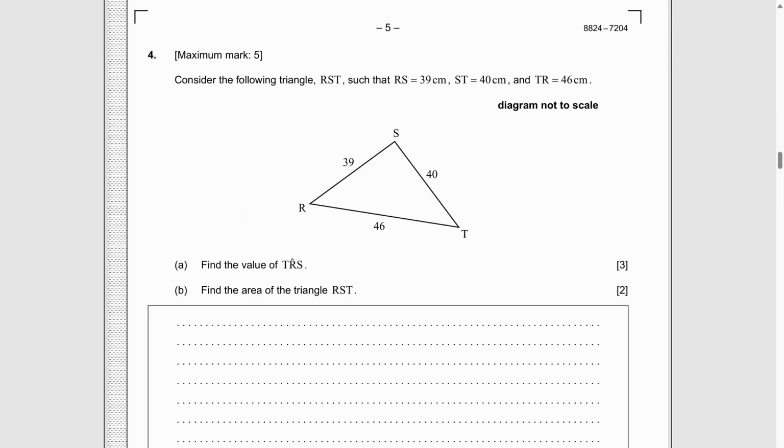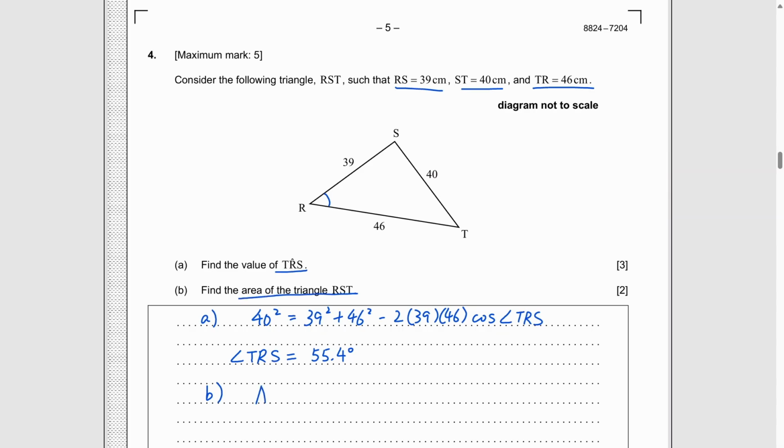Question 4. A triangle is shown and the measurements are marked on the picture. We know all sides of the triangle and need to find the angle TRS. For this setting, we need to apply the cosine rule to solve it. And we get 55.4.